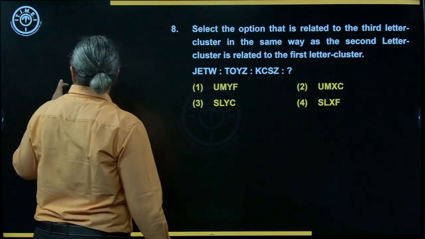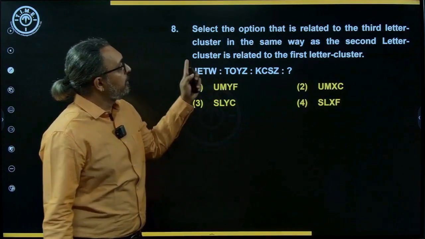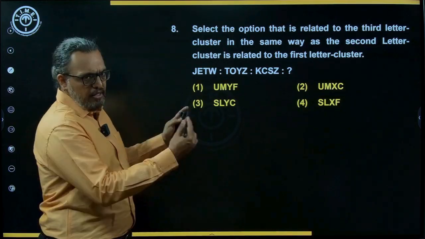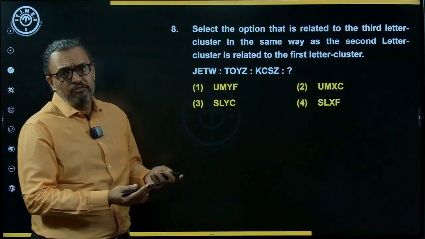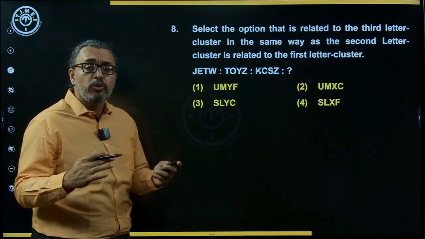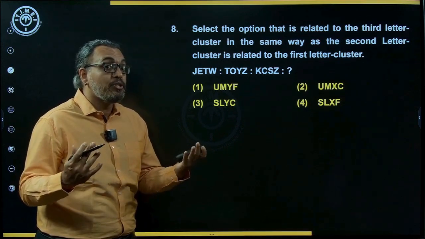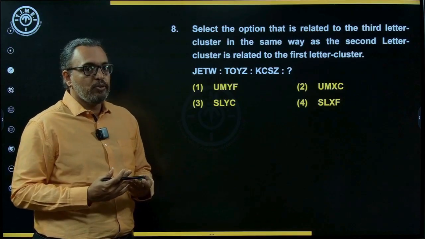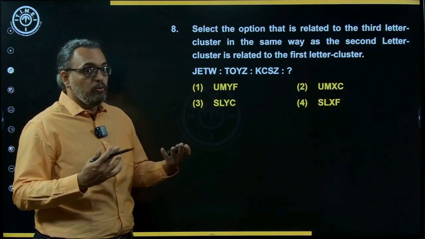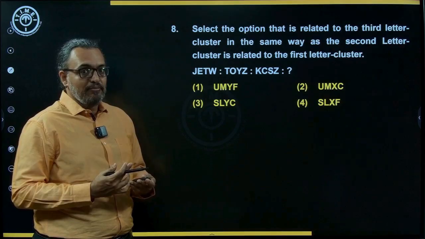Then next, he said select the option that is related to the third letter cluster in the same way as the second letter cluster is related to the first letter. Sometimes an analogy question has to be given. So please do understand that when you are practicing, also notice in what way the questions are given, because you need to identify what question, from what topic, you are getting. You must understand how this has to be solved. So do also look into how the question is asked.